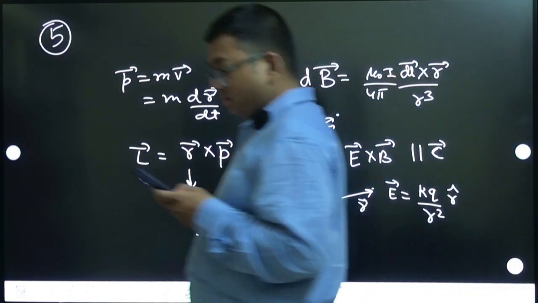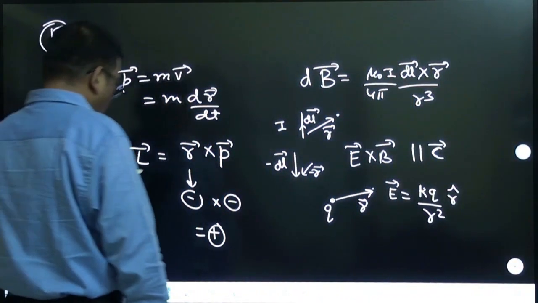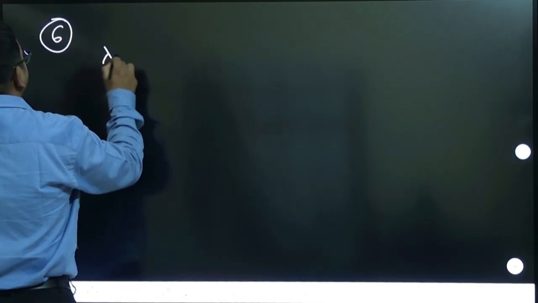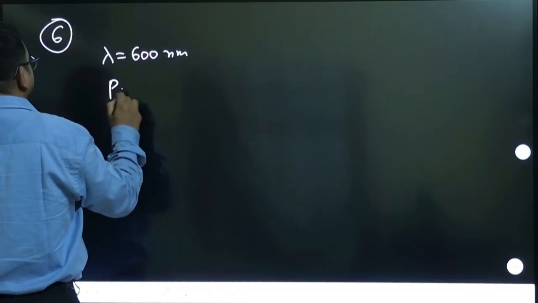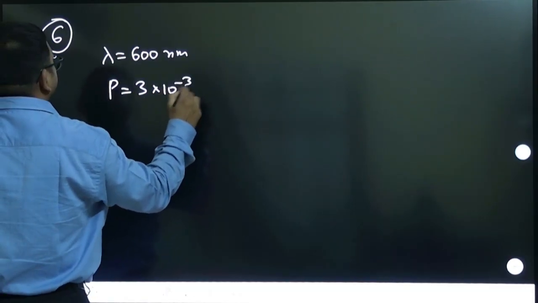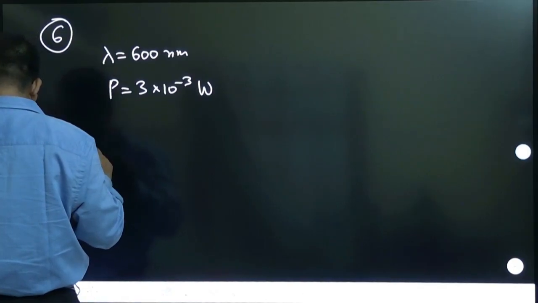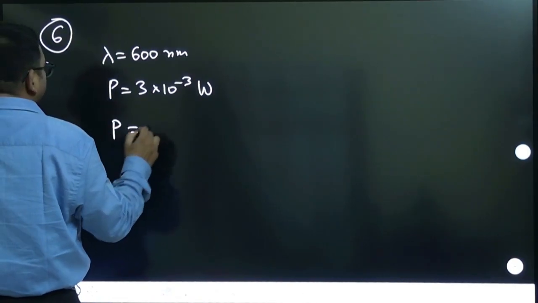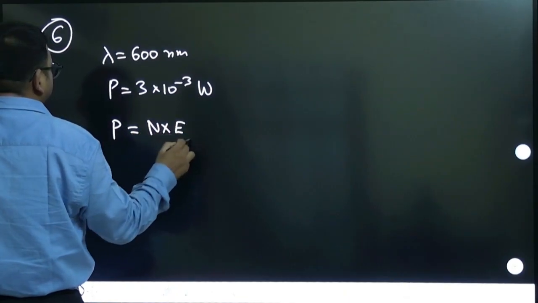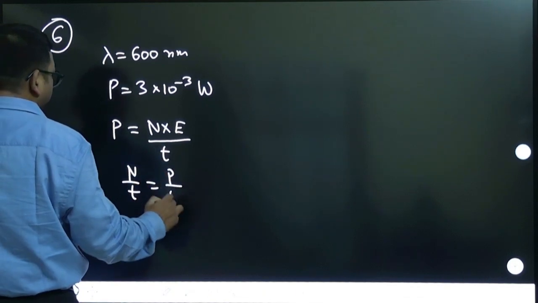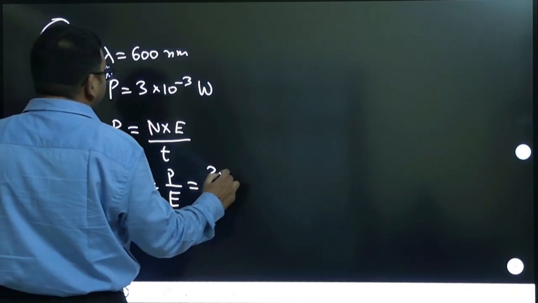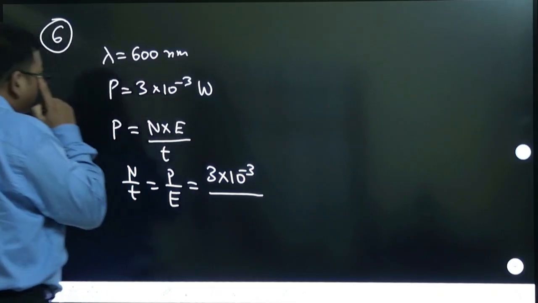Okay, so let us go to the next question, question number 6. Monochromatic light source of wavelength 600 nanometer. Power is given 3 milliwatt. Right? Number of photons per second. So what is power? Number into energy, total energy by time. So N by t can be directly calculated as P by E. Power is given 3 into 10 to the power minus 3. Energy you have to calculate.